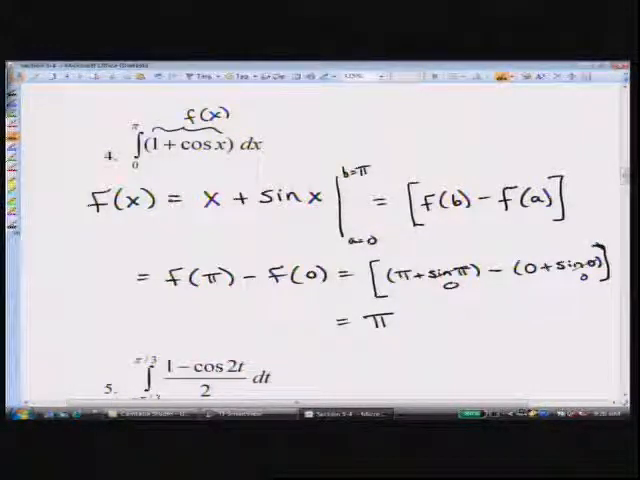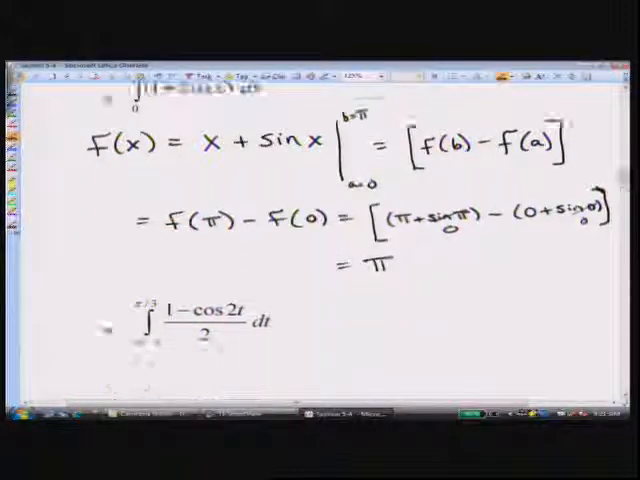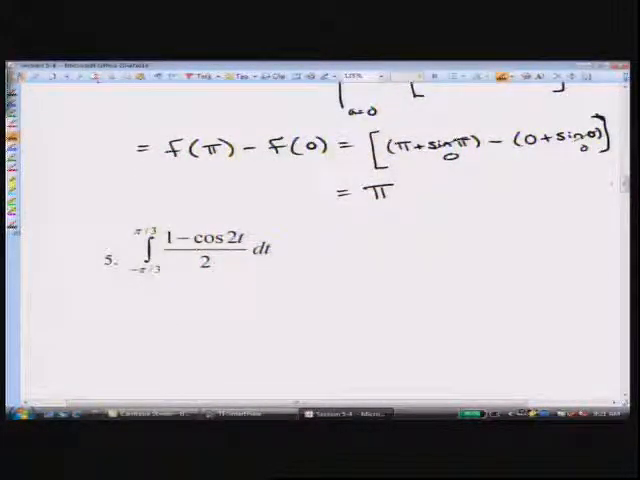So if you wanted someone to tell you another way to represent pi, you can say the integral from 0 to pi of 1 plus cosine x dx. And they might say, well, we're 3.14. And you're like, yeah, that works too.